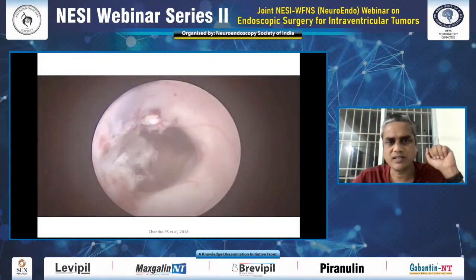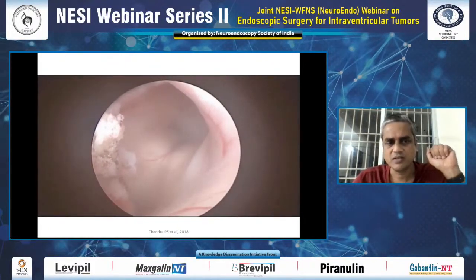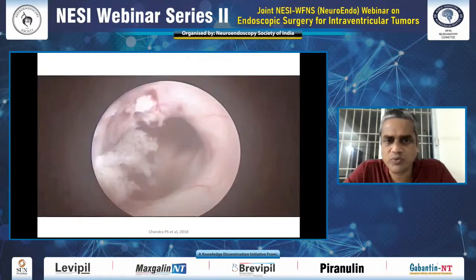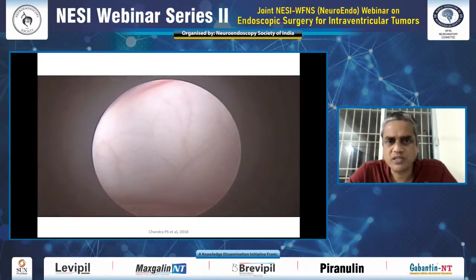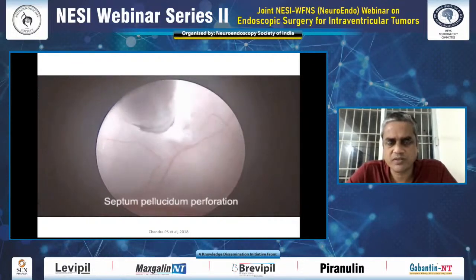And I have never seen a recurrence happening with this technique. And we have follow-up right now up to 15 years. And then we do a septostomy in order to communicate both the ventricles.